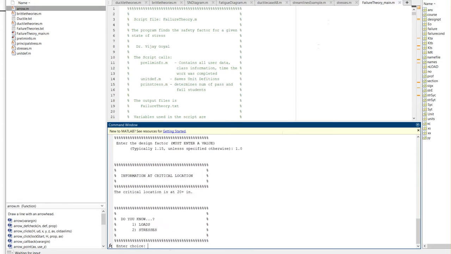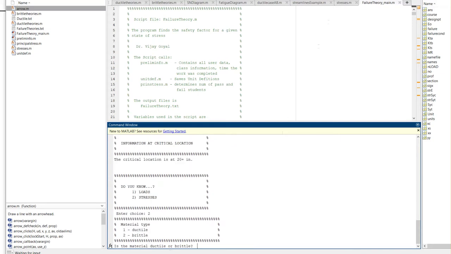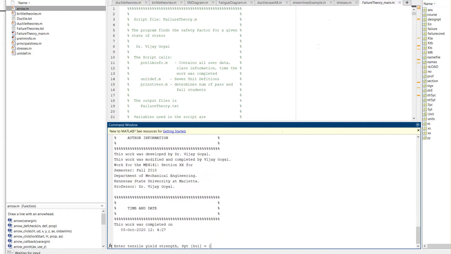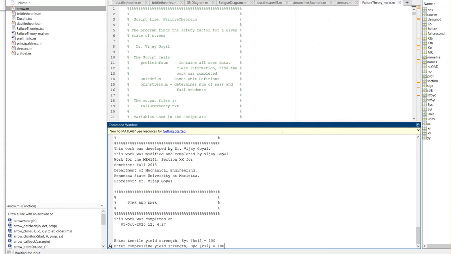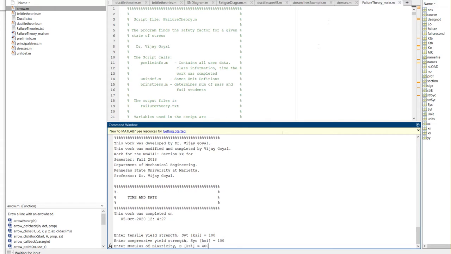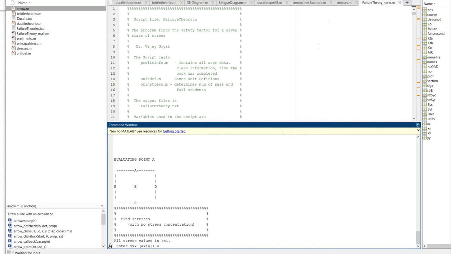So what do we know? Well, in this case, I don't know loads, I know stresses. So I press number 2. And I'm working with ductile materials. I press number 1. Enter yield strength, compressive strength, and your modulus of elasticity. And now it says, give me the stresses.